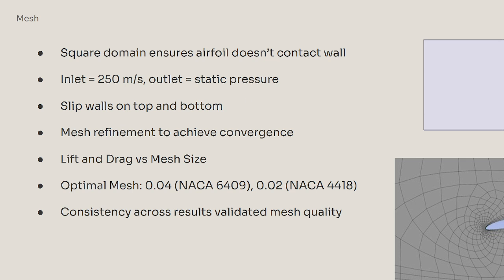As you can see from my slides, this is how drag and lift forces change with mesh refinement. For the NACA 6409, the optimal mesh size was 0.04, and for the NACA 4418, it was 0.02. These values gave stable and consistent results, confirming mesh independence.